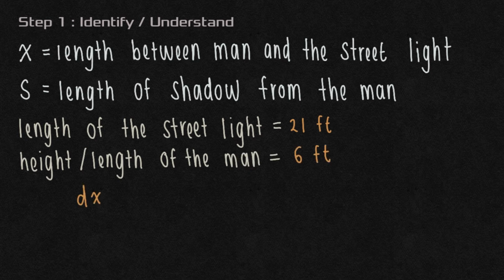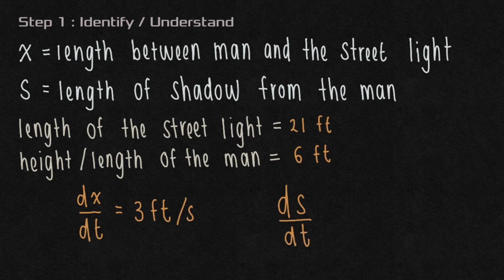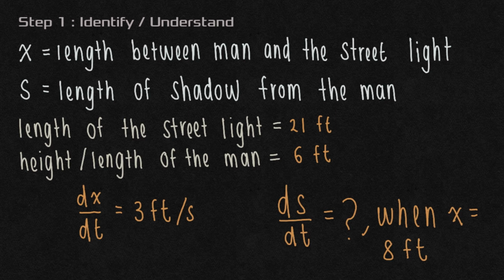This is the speed of the man: the 6-feet man walking away from the street light is 3 feet per second, which we identify as dx/dt. Understanding the question, it wants us to find ds/dt when x, the length between the man and the street light, is equal to 8 feet.